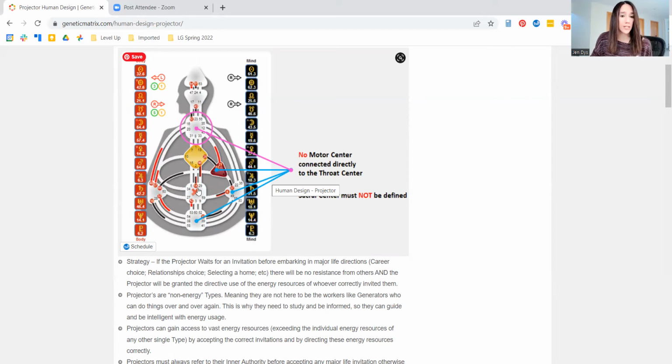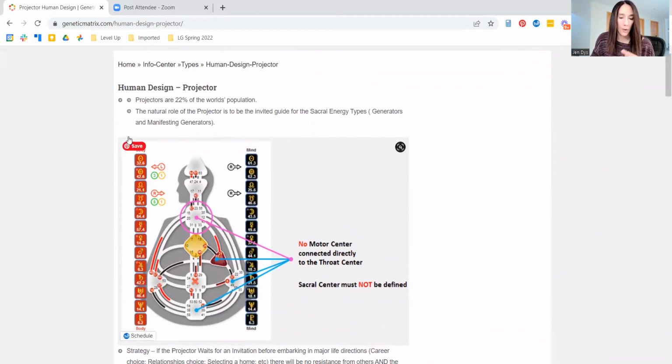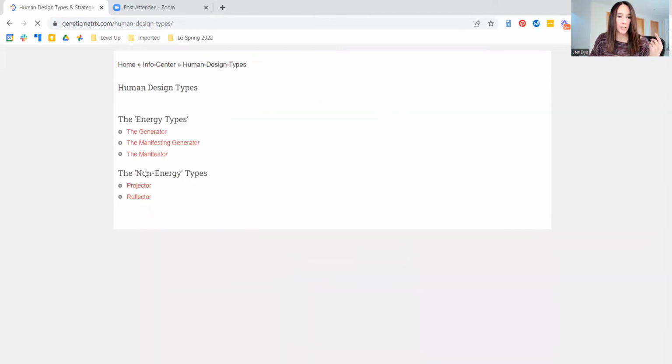But the sacral center is not defined, and there's no direct connection from one of the motor centers to the throat center. So that is more of the projector, just how the difference in the lines and the centers and how it comes to be breaks down into the projector type.